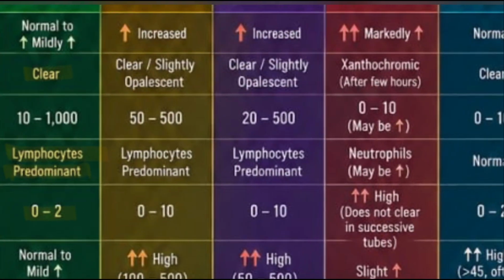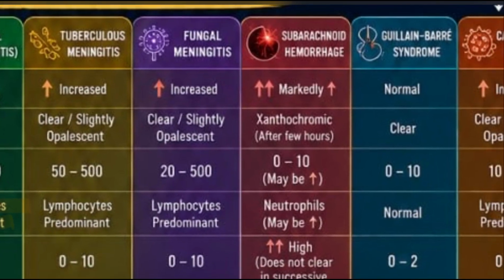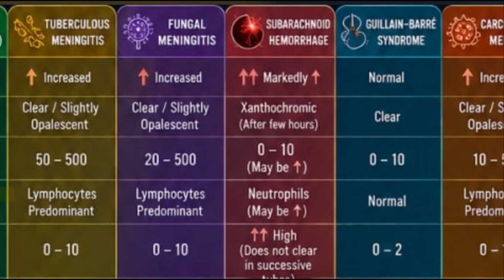Next, you can see tuberculous meningitis. In tuberculous meningitis, the opening pressure will be increased, and the appearance will be clear and slightly opalescent. The WBC will be 50 to 500, and the cells will be lymphocyte predominant.